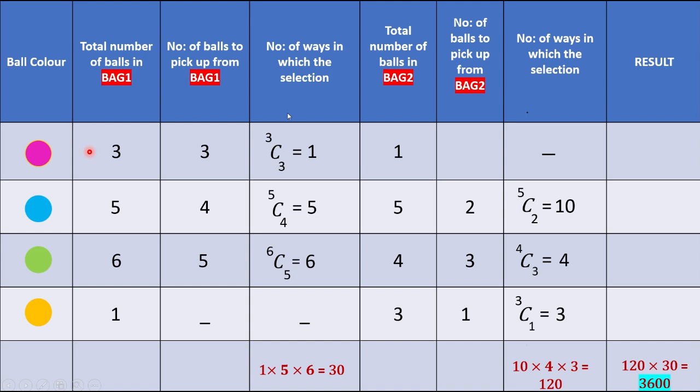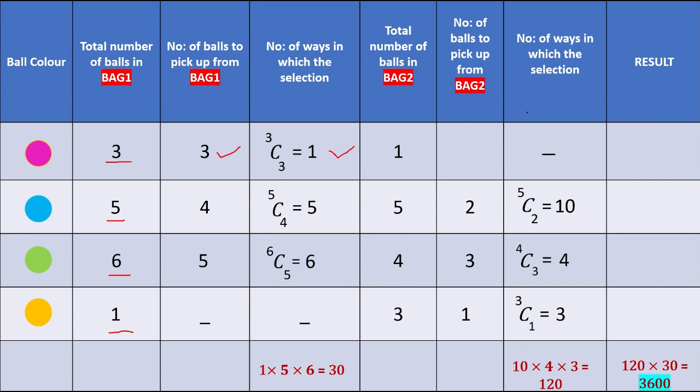Now let's look at the solution in this tabular format. There are a total of 3 pink, 5 blue, 6 green and 1 yellow in bag 1. And the number of balls to pick up is 3 out of 3 pink. And the number of ways you can do it is 3C3, that is equal to 1.